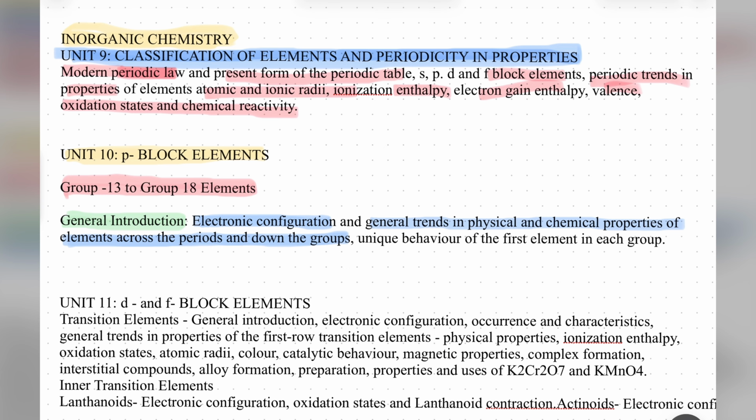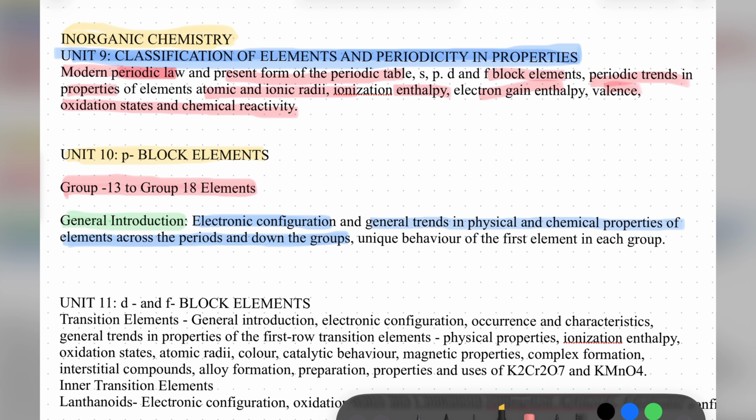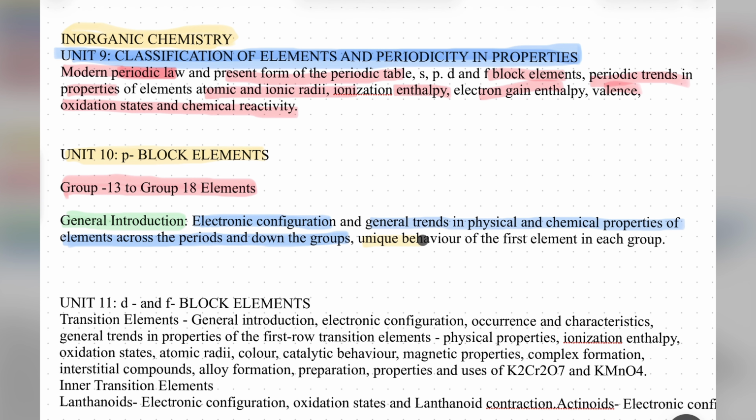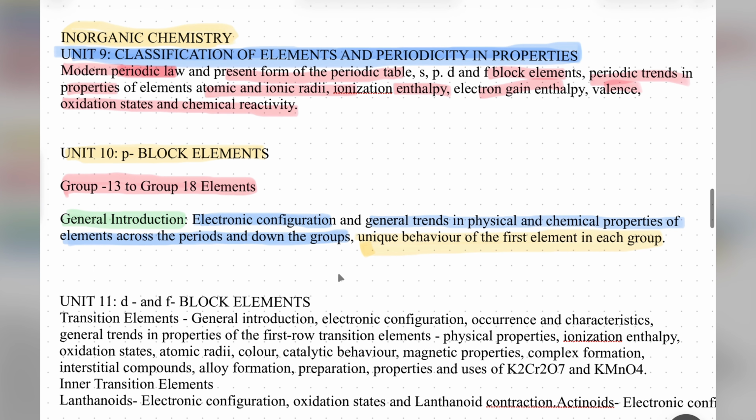And one more word is given. You have to mention here the unique behavior of the first element of each group. That is compulsory. We have to learn. So that is the abnormal behavior of the first element in any group. That is a common question. For example, nitrogen has smaller size, fluorine has small size compared to its group and a different electronegativity. All these things, such type of question will be asked.